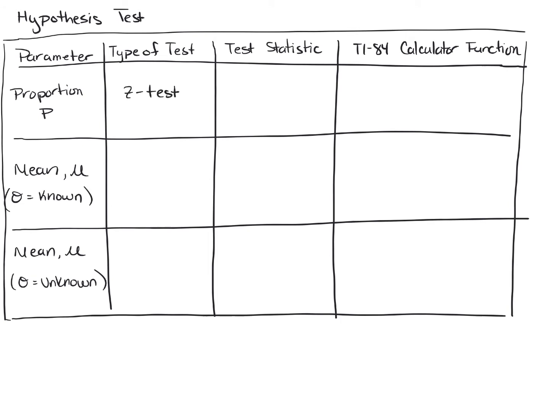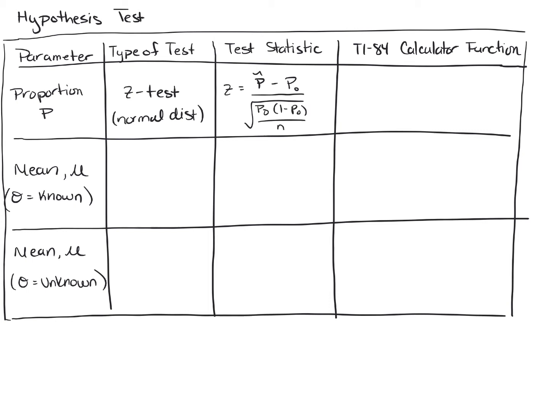And that means that you're going to approximate using the normal distribution. So because it's a z-test, your test statistic is going to be a z-score. If you're using formulas, that formula is going to involve your sample proportion. So a p-hat, and that's going to be p-hat minus your null hypothesis value, p-naught. Divide that by the square root of p-naught times 1 minus p-naught all over your sample size.